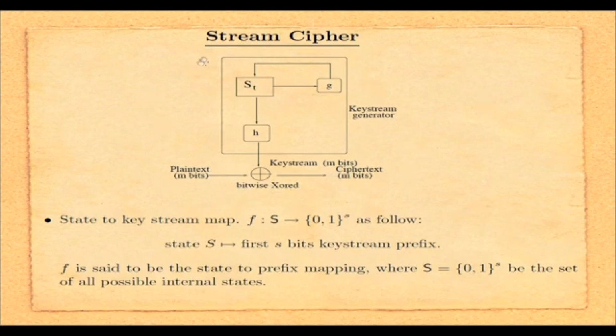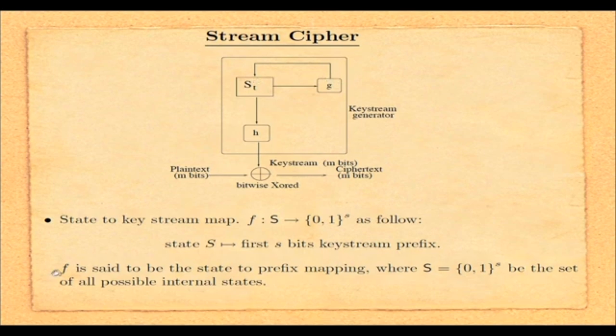So, this is a general synchronous stream cipher, because here the plain texts are not involved in this part, neither plain text nor ciphertext. So, this is the synchronous stream cipher. There is also the asynchronous stream cipher, where the plain text can also participate in the state update function.